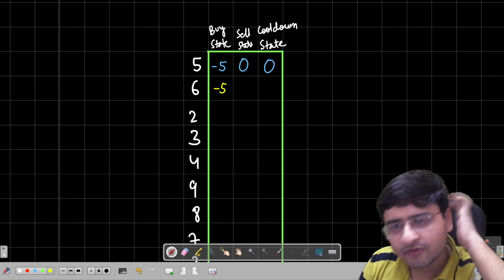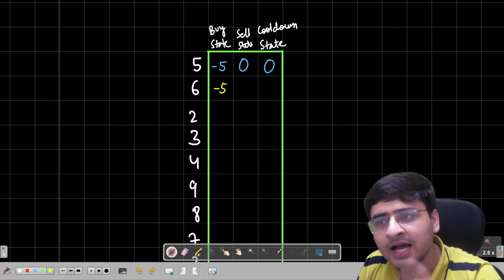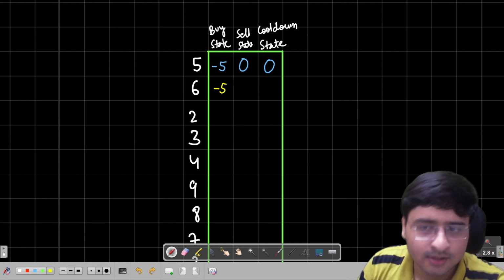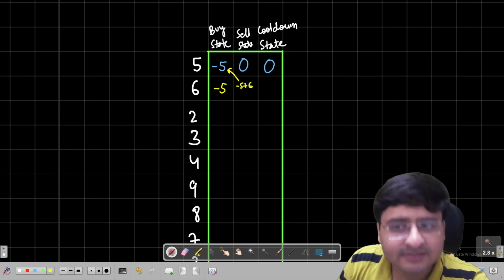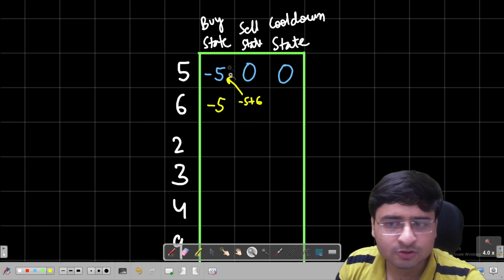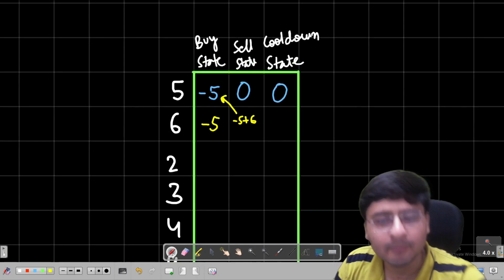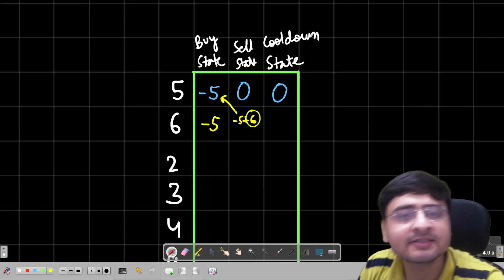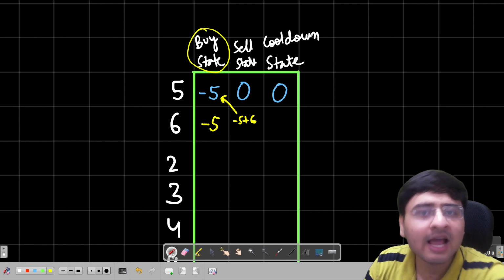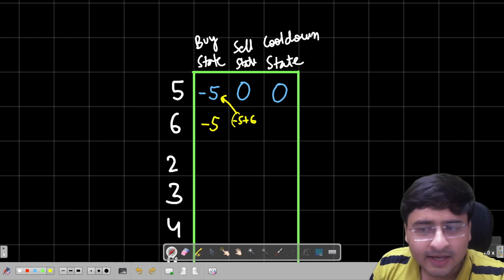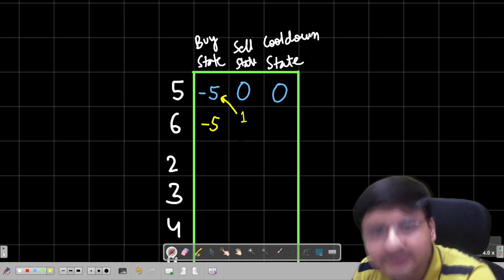Correct. Now, if I am selling today, this means that I need to sell a stock which I bought earlier. So if I am selling today, it will be minus 5 plus 6. I'll just zoom in, right? It will be minus 5 plus 6 because minus 5 was buying and then plus 6 is selling. I can only sell when I'm having an extra stock, and this is the state when I have an extra stock. So minus 5 plus 6, the profit I'm able to make is 1 from here. But if I do not sell anything, right?